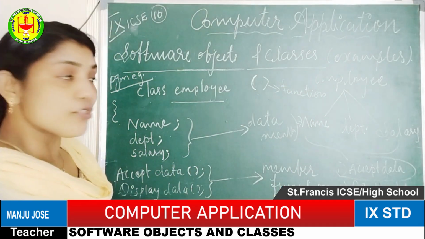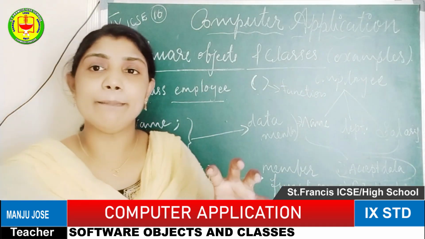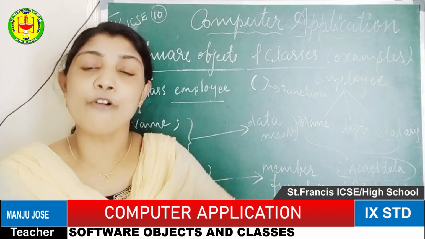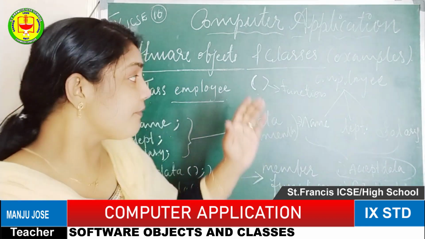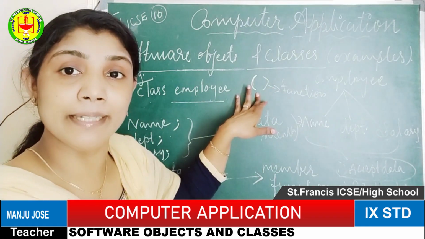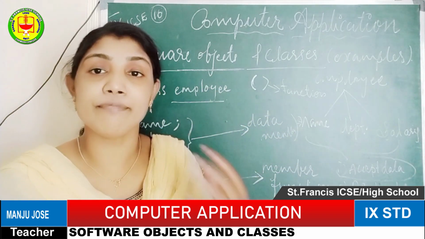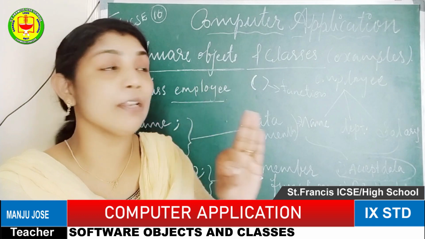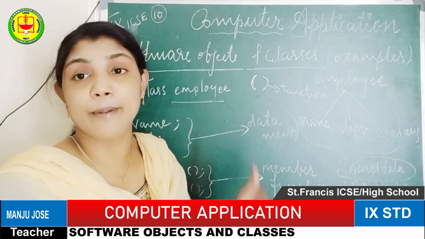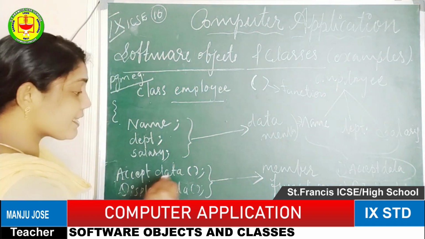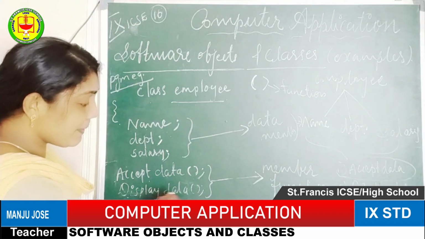Function bracket. If any word is a function, how are we going to find out? The word with these two brackets, we can consider as a user defined or system defined function. Each and every function will be represented by these two brackets. Here, accept data is a function and display data is a function.